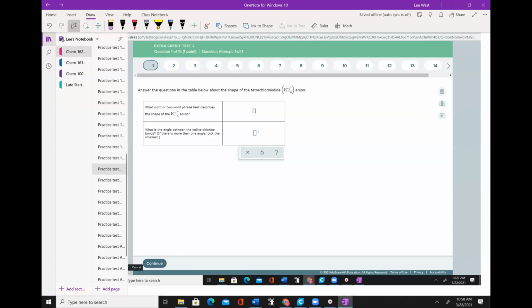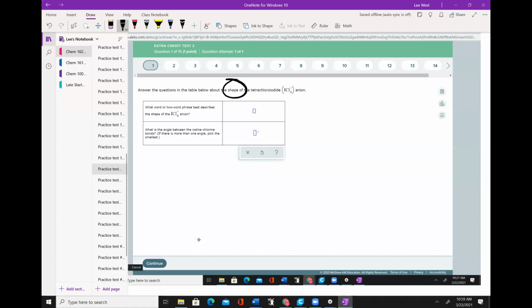So this question is all about the shape of the tetrachloroiodide anion. I know that in order to determine the shape of a molecule or a polyatomic ion, I need a Lewis diagram. And the simplest way of doing this is really just to draw it out rather than look it up.